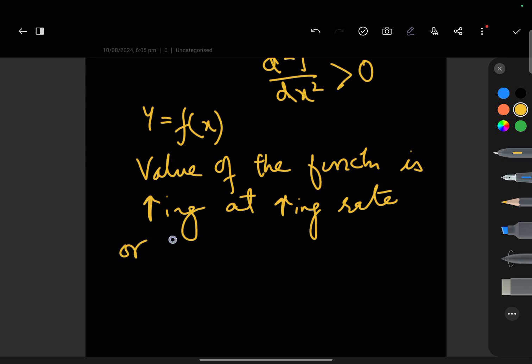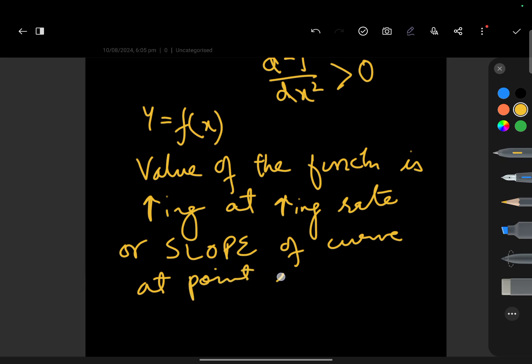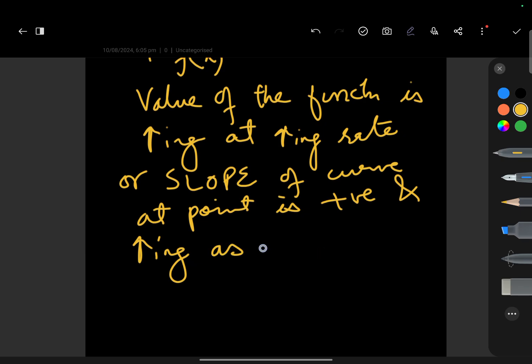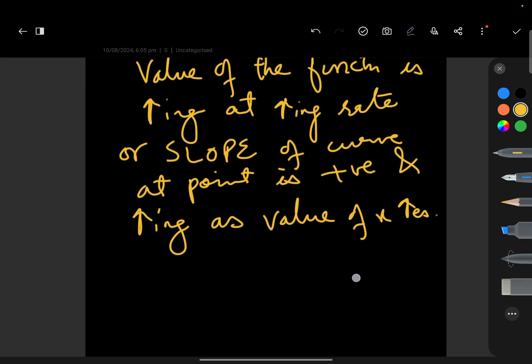or the slope of the curve at this point is positive. Slope of the curve is positive and increasing also, and increasing at an increasing rate as the value of x increases. So let us show graphically.